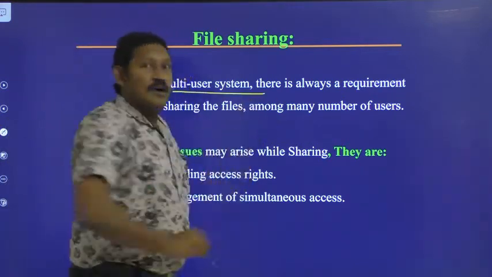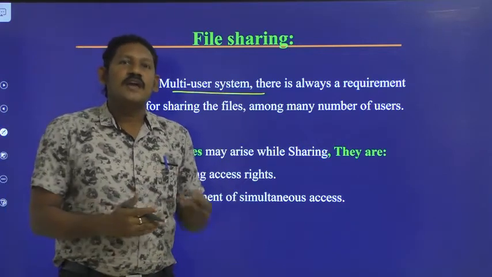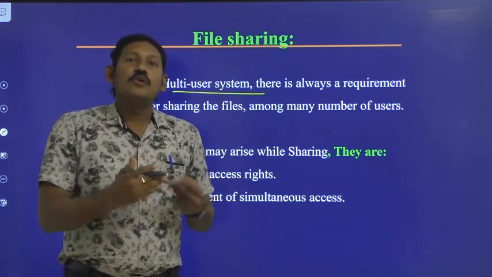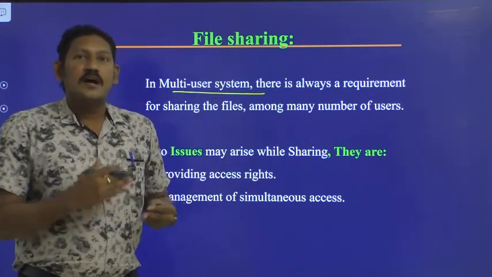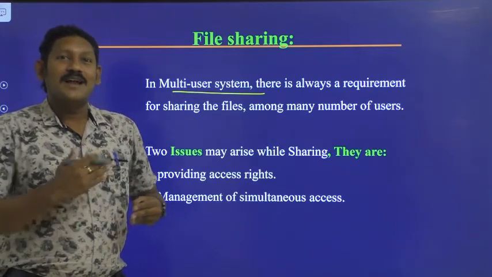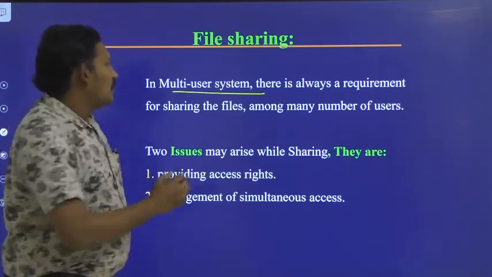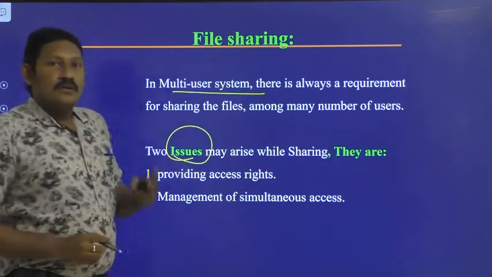While we share a file, the problem occurs when we are going to share the file between two or more users, that is, between multiple users. If multiple users are sharing a common file, problems occur. The issues may arise in two cases.